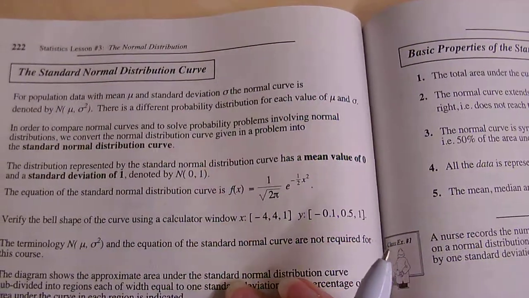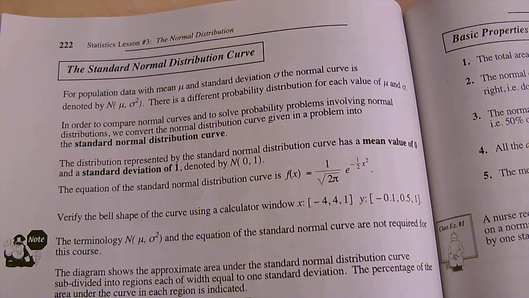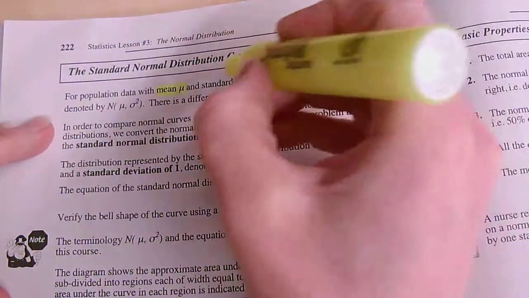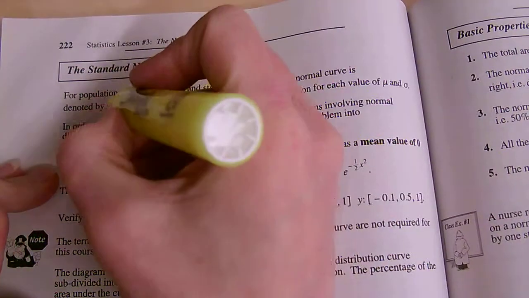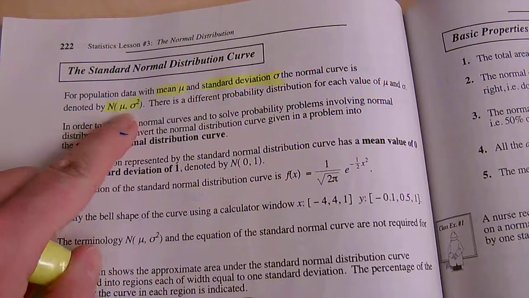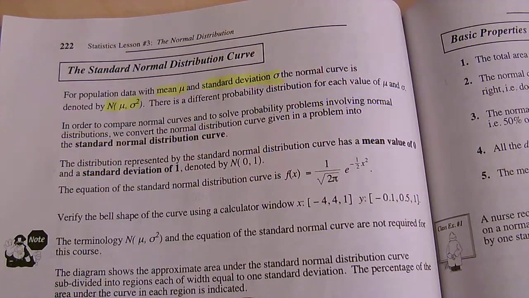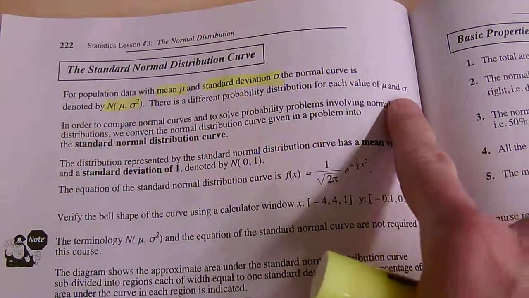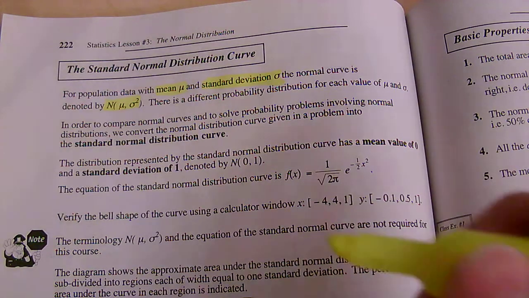The standard normal distribution curve. I'm just going to move that over and make sure that it's focused. For population data with mean of mu and standard deviation of sigma, the normal curve is denoted by a capital N, and we've got it listed like coordinate points, mu, and then sigma squared. There's going to be a different probability distribution for every different value of mu and sigma.